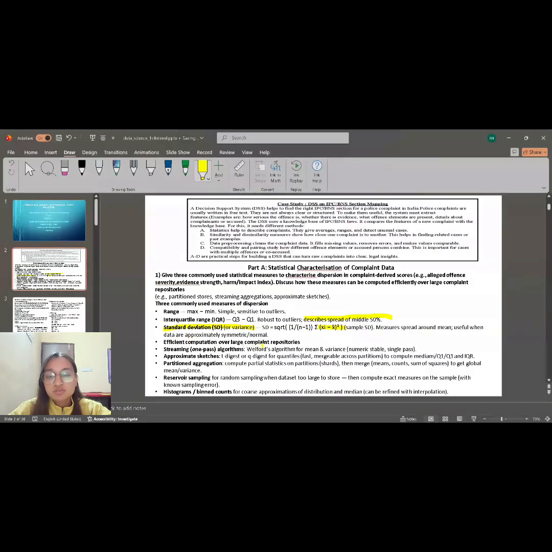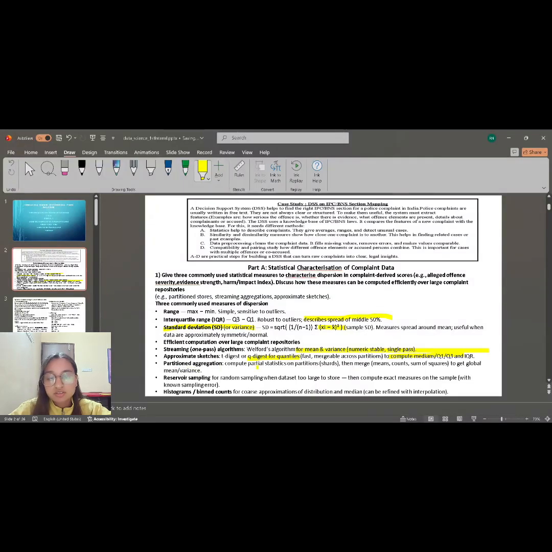Efficient computation over large complaint repositories. Streaming one pass algorithm: Welford's algorithm for mean and variance, numerically stable single pass. Approximate sketches: t-digest or q-digest for quantiles, fast and mergeable across partitions to compute median, Q1, Q3 and IQR.